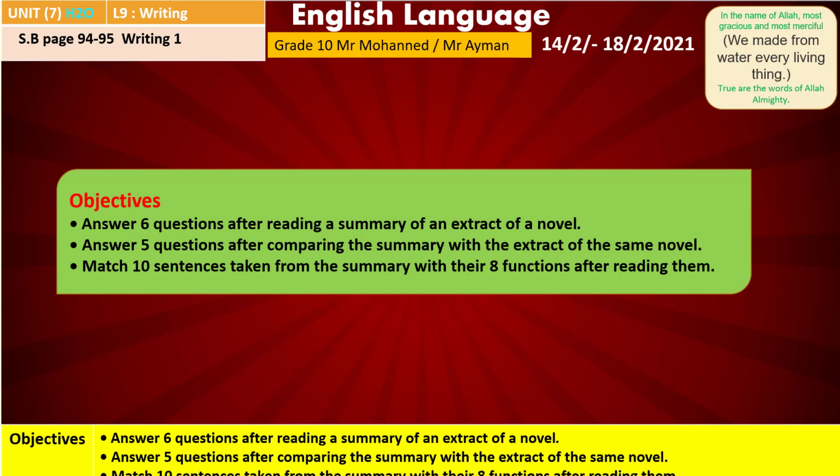We have 3 objectives for today's lessons, and they are: 1. Answer 6 questions after reading a summary of an extract of a novel. 2. Answer 5 questions after comparing the summary with the extract of the same novel. And the last one, match 10 sentences taken from the summary with their 8 functions after reading them.